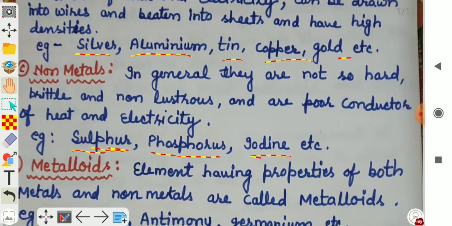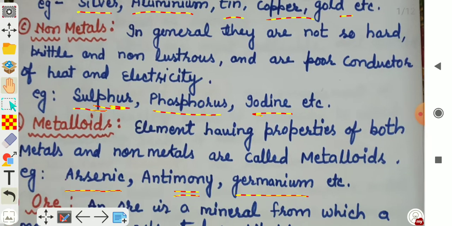Non-metals in general are not so hard, they are brittle. Brittle means they are converted into powdery mass when hit by a hammer. And non-lustrous, they are not shining, poor conductor of heat and electricity. Such substances or elements are known as non-metals.